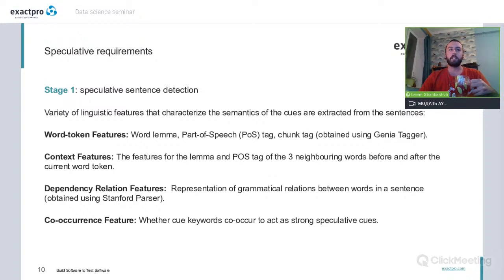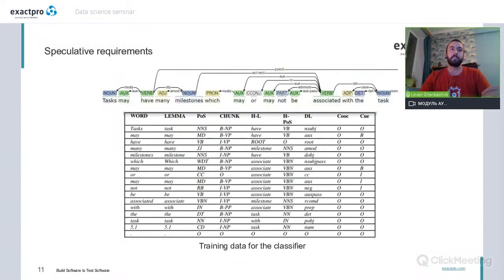Now, what kind of features did the authors use for training the model? They extracted a variety of features, and we have 4 categories. The first is word token features, and it contains lemma, part of speech tag, and a chunk tag. The lemma is just the base part of the word, if we remove any prefixes or postfixes. The part of speech tag tells us what part of speech this word is. For example, here we have a noun. Here we have a modal verb.